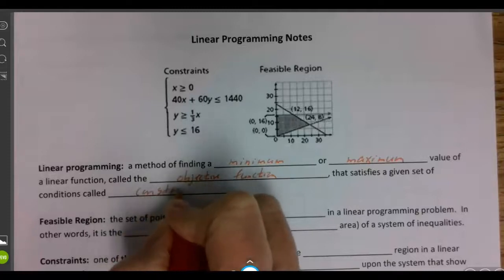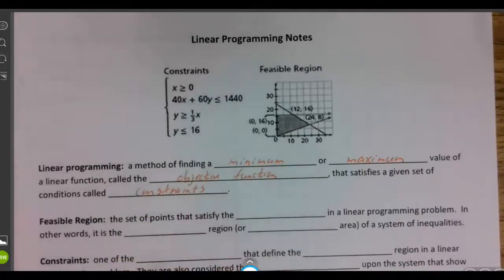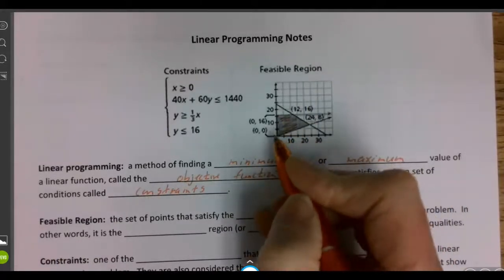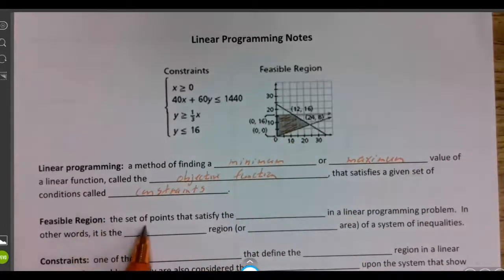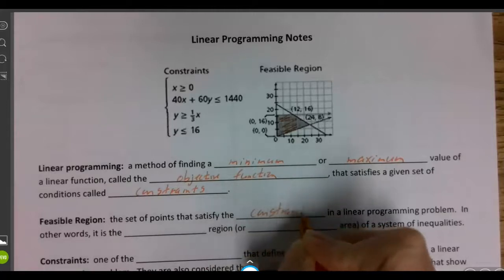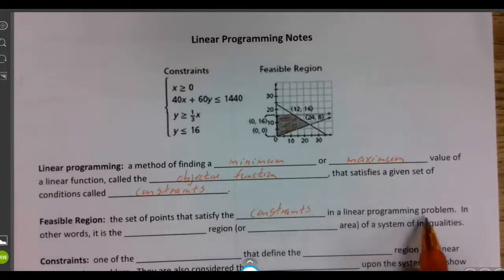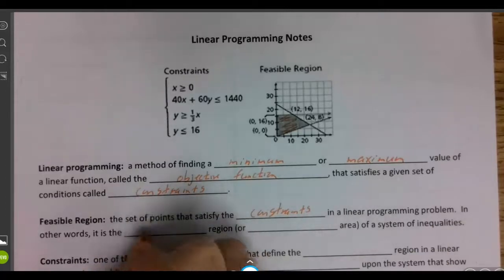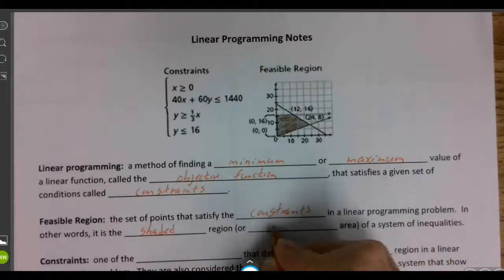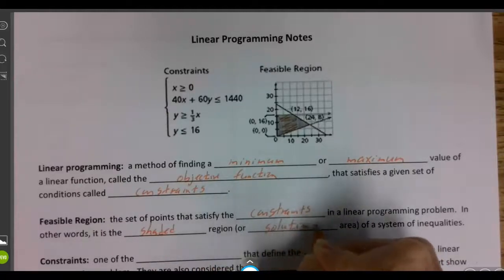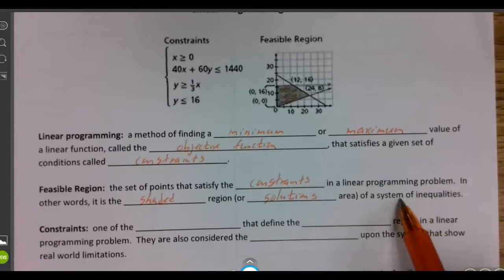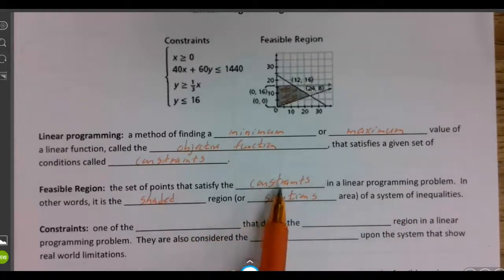Okay. So again, I don't want to get too caught up in this. Feasible area. The feasible area in this particular problem would be right here. The feasible area is a set of points that satisfy the constraints. We're going to talk about what the constraints are in just a second in a linear programming problem. In other words, it is the shaded region, or where the solutions are, of a system of inequalities. So that's the reason it comes into play here. We're going to use our systems of inequalities to find out. Those are going to be our constraints.